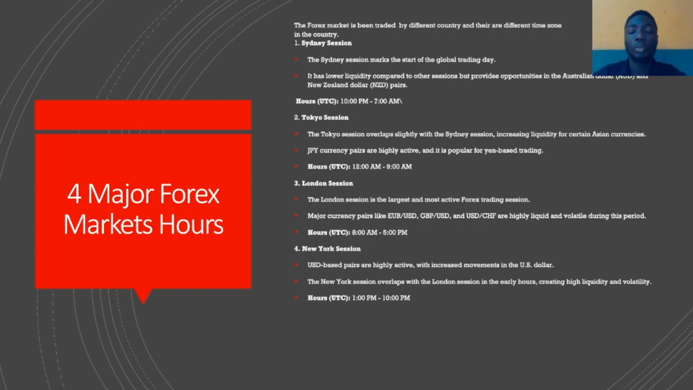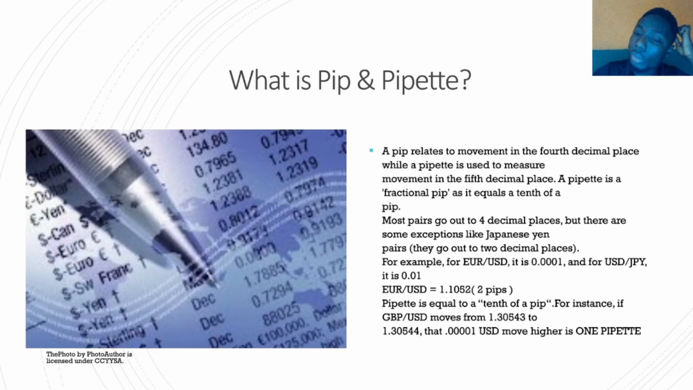We have the hours from 1 p.m. to 10 p.m. So now let's understand what is a PIP and what is a pipette. So the full meaning of PIP is what? Price in percentage. Note that the full meaning of PIP is price in percentage. So a PIP relates to movements in the fourth decimal place. Yes, fourth decimal place, while a pipette is used to measure the movements in the fifth decimal place.